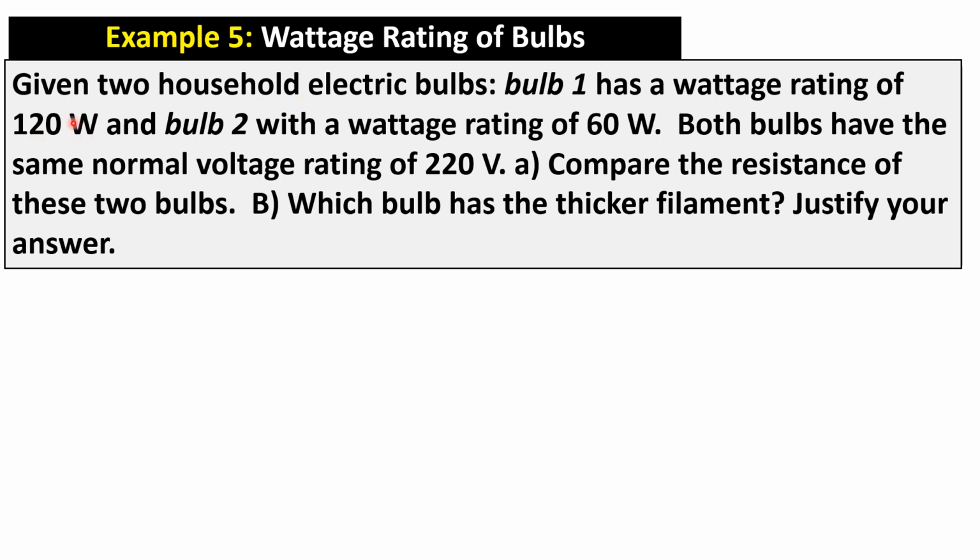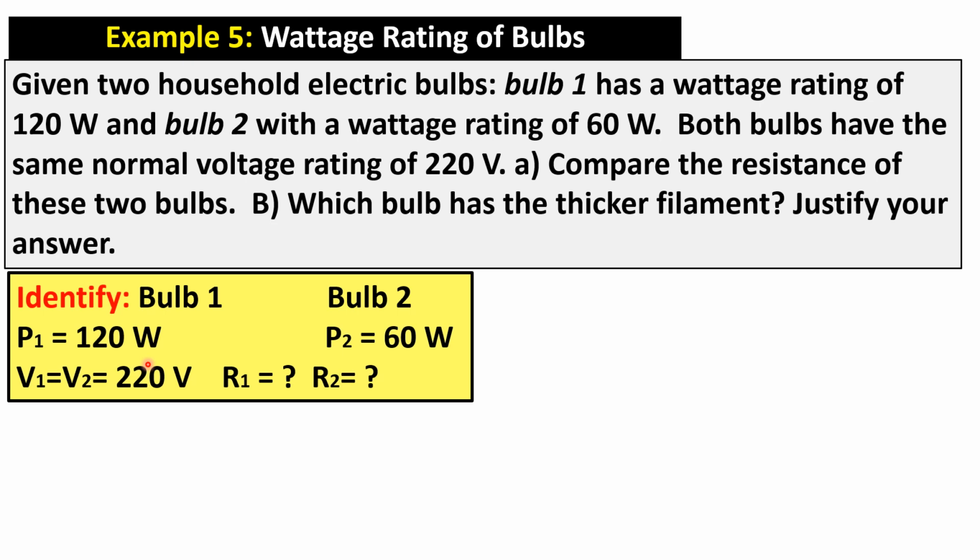This symbol for wattage, also known as electric power, represents watt. And 1 watt is actually equal to 1 joule per second. The second bulb has a wattage rating of 60 watts, and both bulbs have the same normal voltage rating of 220 volts. First question: compare the resistance of the two bulbs. And the second question: which bulb has the thicker filament? Justify your answer.